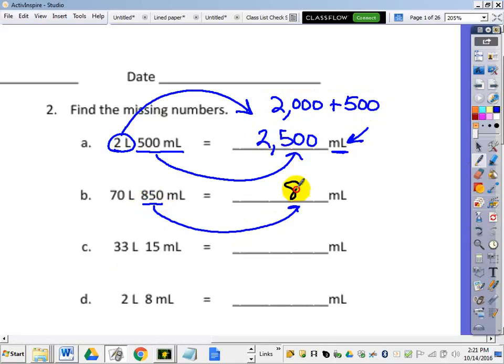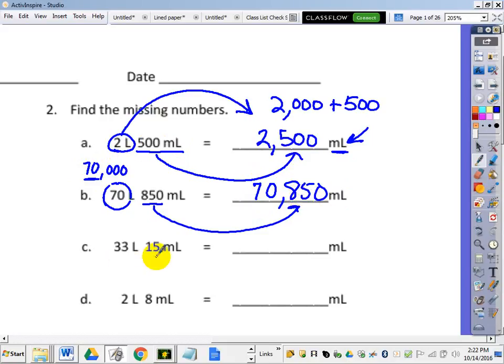I know 850 milliliters equals 850 milliliters, but I've also got these 70 liters. Now, the pattern I saw last time was the 70 is in front of 3 zeros, because 1 liter is 1,000 of these little milliliters, so I'm going to change it into milliliters. So I'm going to take the 70, keep it in the right spot, and 70 goes right over here, and I've got 70,850.